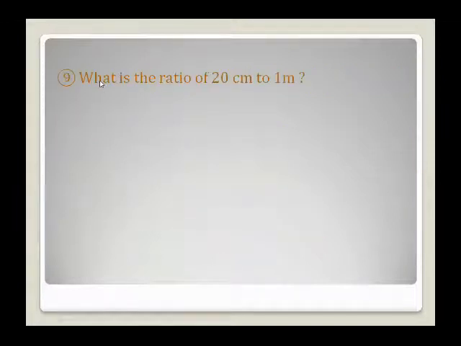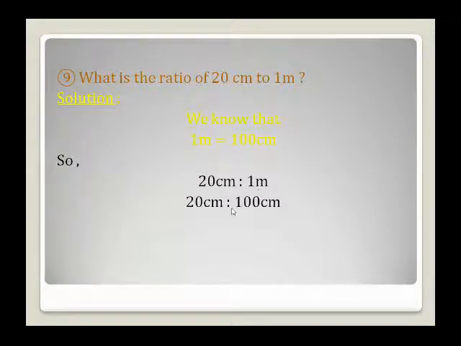Now question number 9 is, what is the ratio of 20 centimeters to 1 meter? Here is our solution. We know that 1 meter is equal to 100 centimeters. So 20 centimeters to 1 meter becomes 20 centimeters to 100 centimeters. Here we convert the meter into centimeters, so we write 100 centimeters. Now after simplification we get 1 ratio 5. This is the final answer.